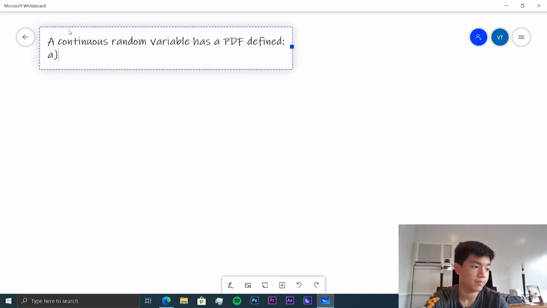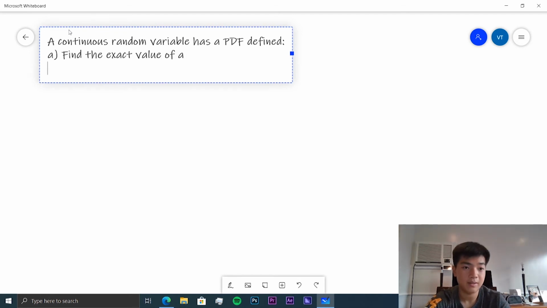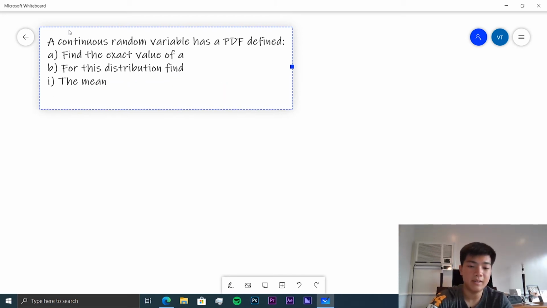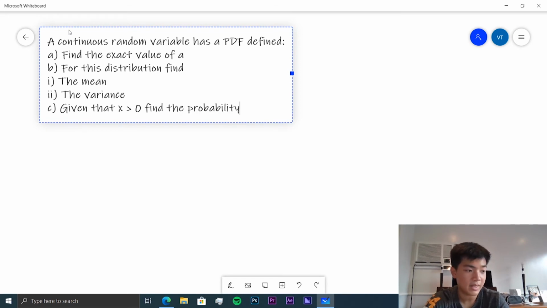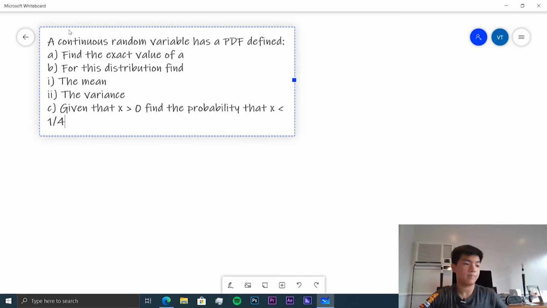So first, find the exact value of a. Next, for this distribution, find the mean and the variance. And finally, given that x is greater than 0, find the probability that x is less than 1/4.